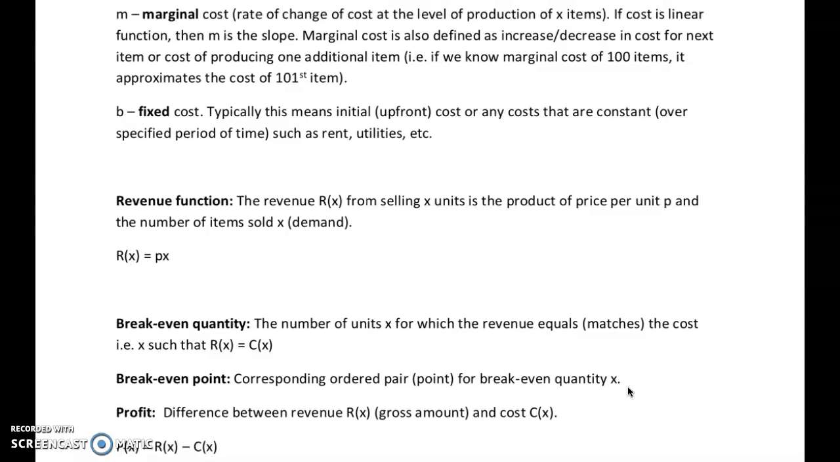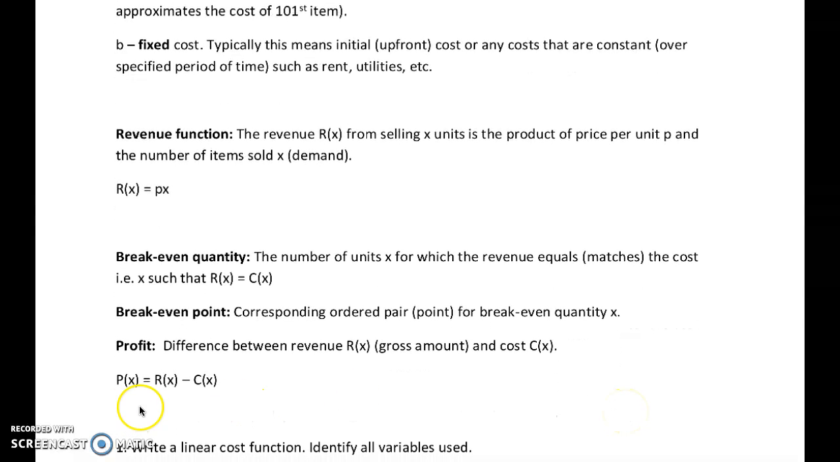Profit is the difference between the revenue and the cost. If we subtract what we make minus what it costs to make the item, that's how much profit we're going to make for that particular item. That's referred to as P(x), so R(x) minus C(x), revenue minus cost equals our profit.